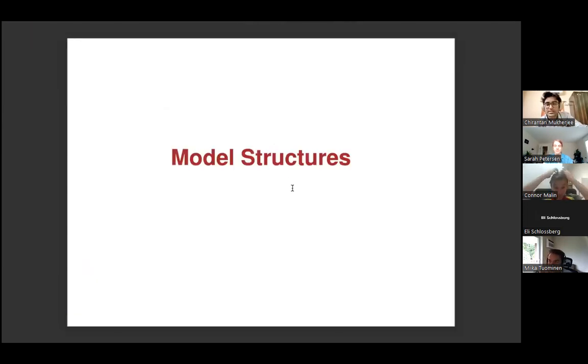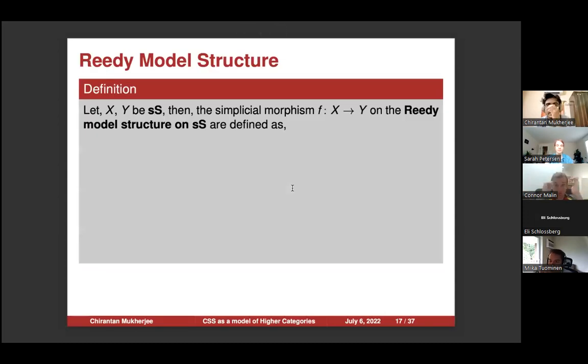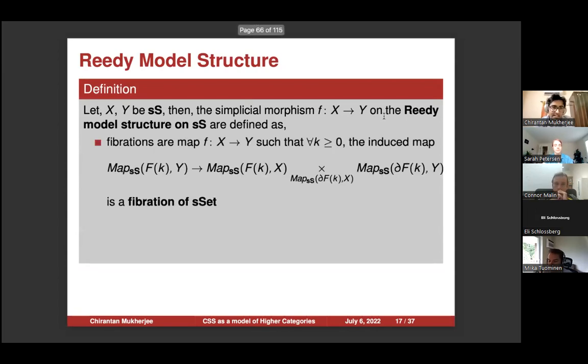Right. So let us define the Reedy model structure. If we have two simplicial spaces, X and Y, and a simplicial map F from X to Y, then the Reedy model structure on the simplicial space is defined as follows: the fibrations are maps F from X to Y such that level-wise, the map from the kth level of Y to the kth level of X times the boundary of the kth level of Y joined along the boundary of the kth level of X is a fibration of simplicial sets.